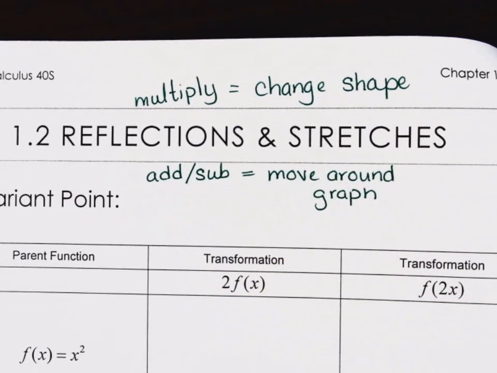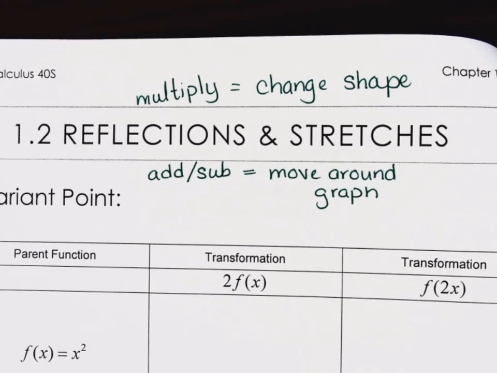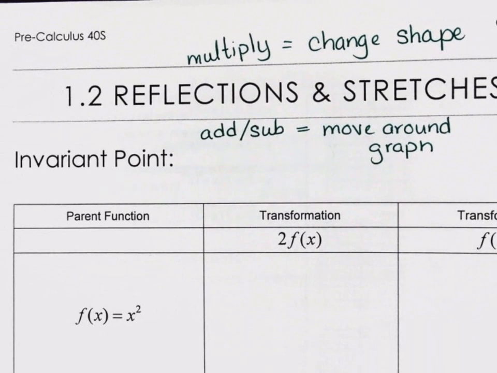All right. So if we multiply something, it's going to change the shape. If we add or subtract something, it's going to move it around the graph. We're going to get to a point where we're doing all of these at once, so sometimes it's kind of hard to see. And the invariant point, do you guys remember that from last year? We did talk about it. The thingy that doesn't move. It's the same point on the original graph and the transformed graph.